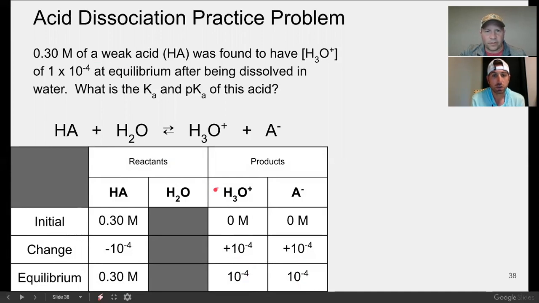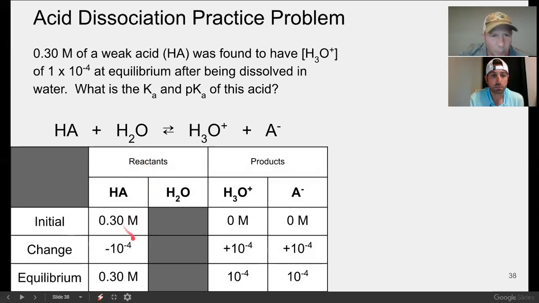Yes. But we know since this has a coefficient of 1, and this has a coefficient of 1, they're the same, right? Yep. And we know that since they started with 0, they're going to gain 10 to the negative fourth because the coefficients are 1. Similar to the reactant, HA is going to lose 10 to the negative fourth because it has a coefficient of 1.